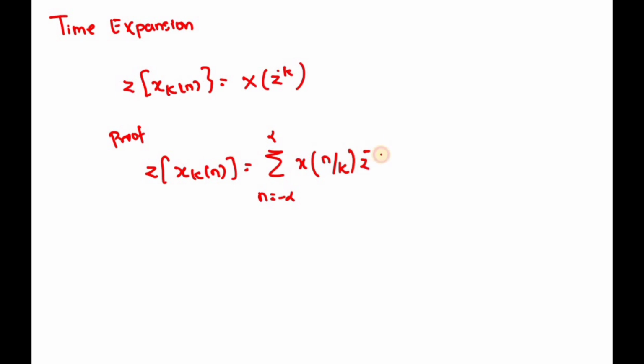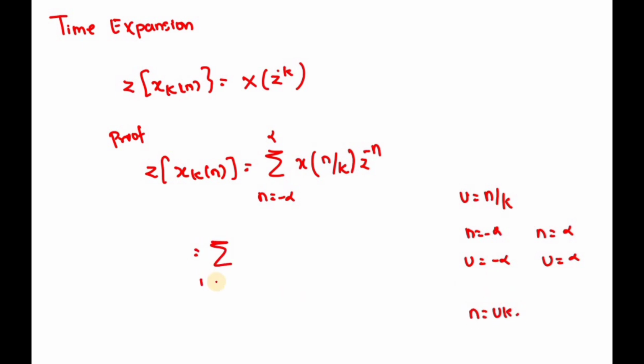z power minus n. So if we take u is equal to n by k and n is equal to minus infinity to infinity, right? So u is also equal to minus infinity to infinity if I substitute in the above equation. So what is my n? n is equal to u into k. So I substitute: summation u is equal to minus infinity to infinity x of u z power minus uk, right?